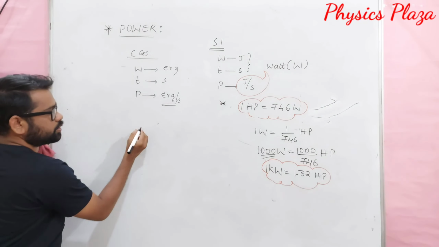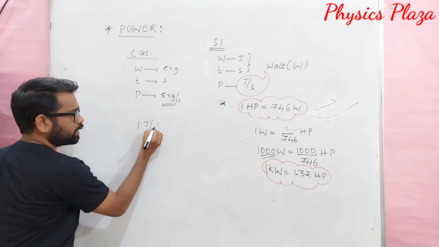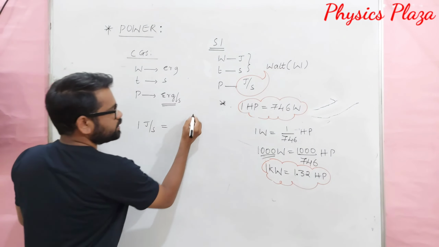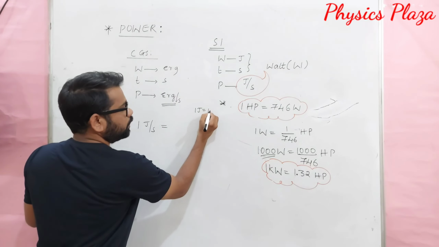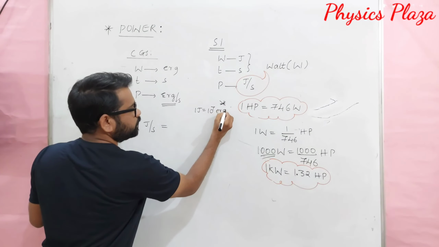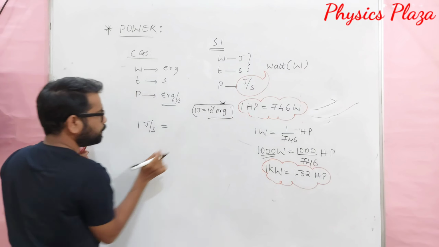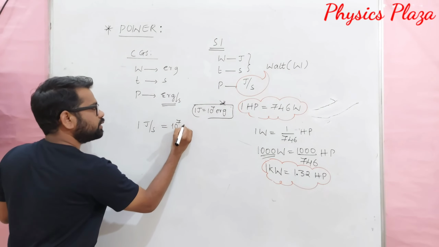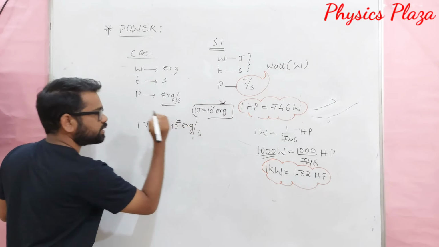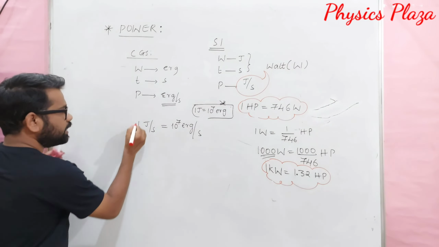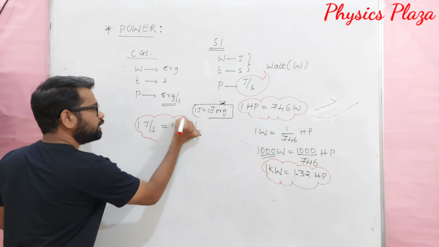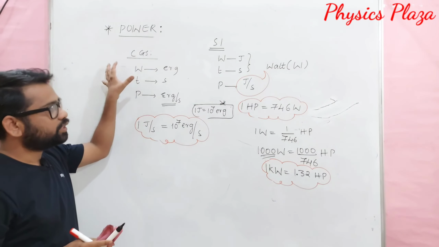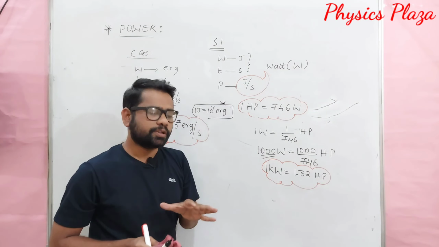But how are SI units of power related to the CGS units of power? Let us see, children. 1 joule per second is equal to, we know very well, 1 joule is equal to 10 power 7 erg. So in place of joule you can write 10 power 7 erg. So it will be 10 power 7 erg per second. That's it. This is how SI units of power are related to CGS units of power. Okay, children, this is power and its units.